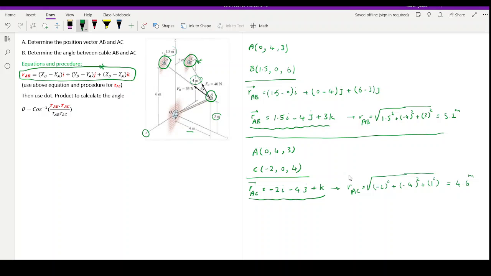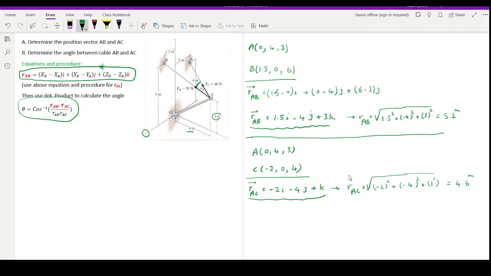Now the second part is asking for the angle between AC and AB, these two cables. So if I erase this, it's asking for this theta that we have here. So it's asking for this theta. In order to find the theta, we use dot product. So we use dot product in order to find the angle between two vectors.